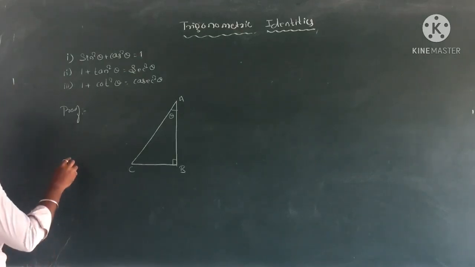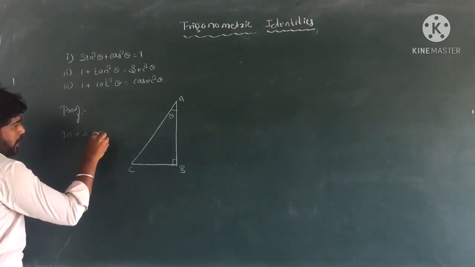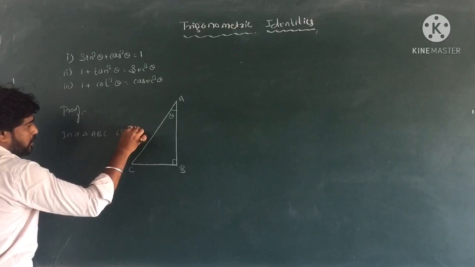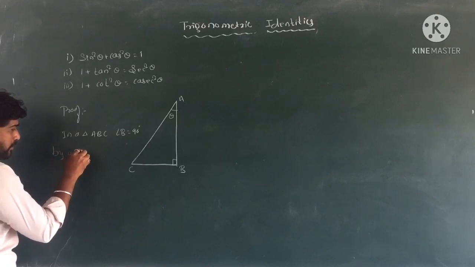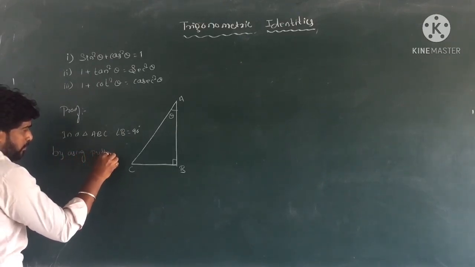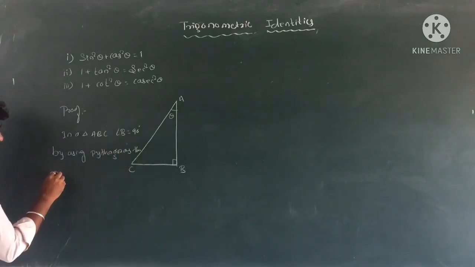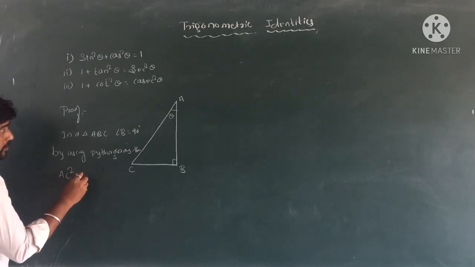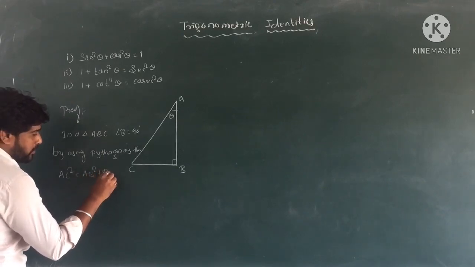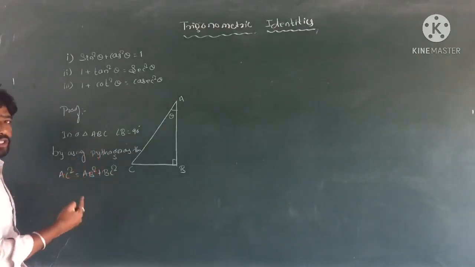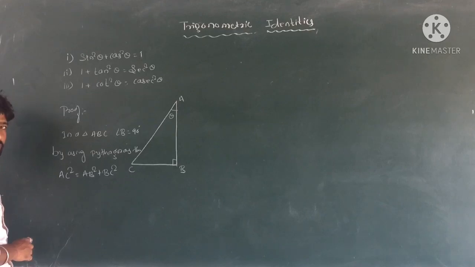Right. So now in triangle ABC, the angle B is equal to 90 degree. By using Pythagoras theorem, we can write AC square is equal to AB square plus BC square. Hypotenuse square is equal to sum of squares of the other two sides. It is the Pythagoras theorem, right?